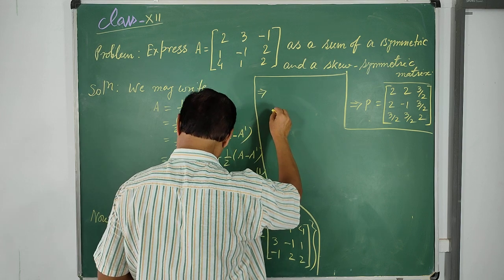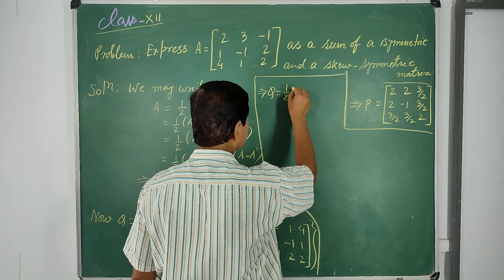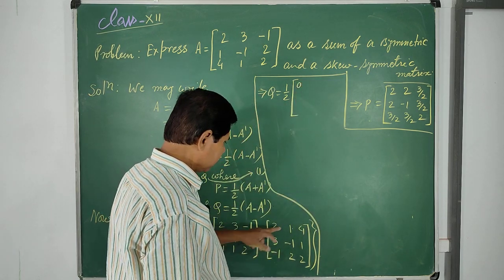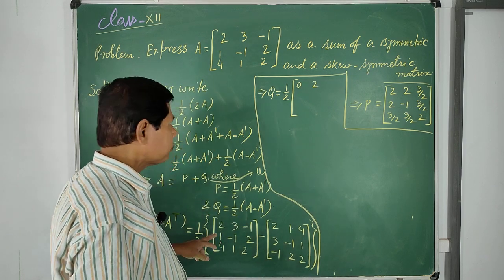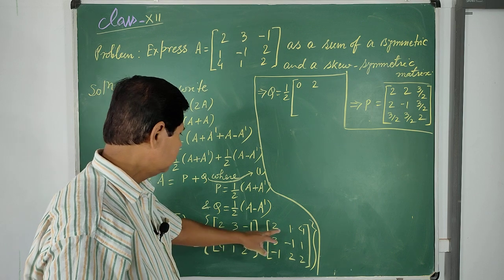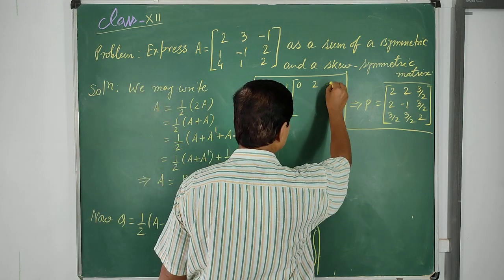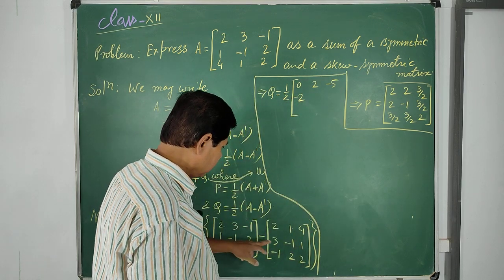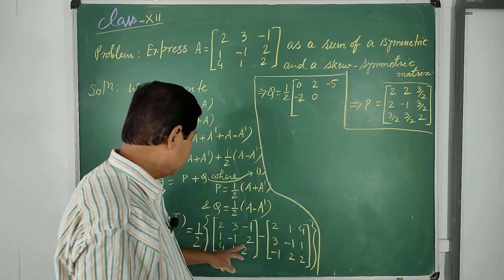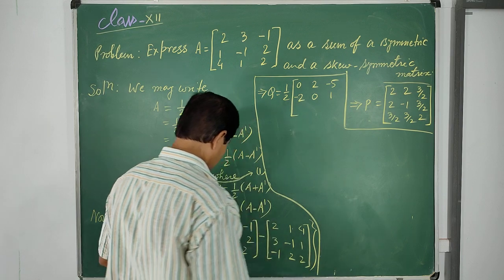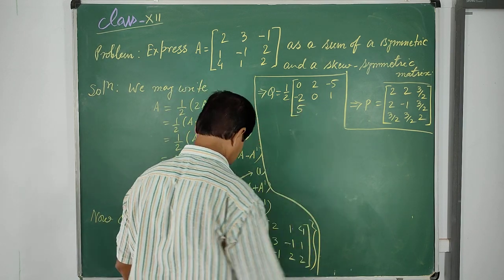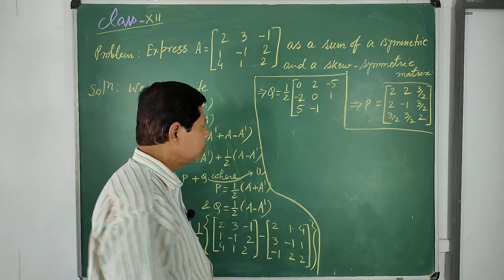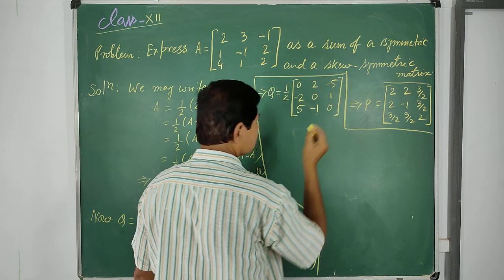This implies Q equals half. Then take the difference here: 2 minus 2 equals 0, 3 minus 1 is 2, then minus 1, minus 4, minus 5, 1 minus 3 is minus 2, minus 1 plus 1 is 0, then 2 minus 1 is 1, 4 minus of minus 1 is 5, 1 minus of 2 means minus 1, 2 minus 2 is 0. So you can easily observe that the diagonal elements are all 0.